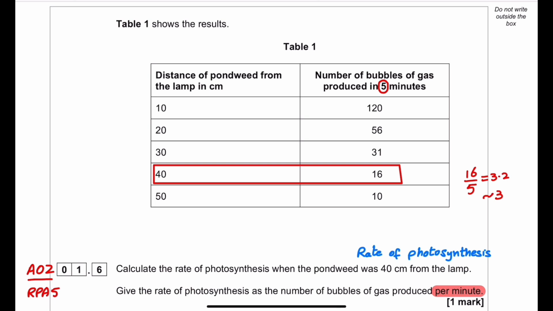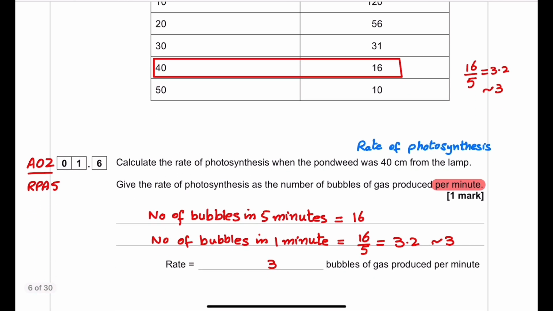Let's see the model answer. The number of bubbles in 5 minutes is 16. The number of bubbles produced in 1 minute means 16 divided by 5. You will get about 3.2 bubbles, which is actually 3 bubbles produced in 1 minute.